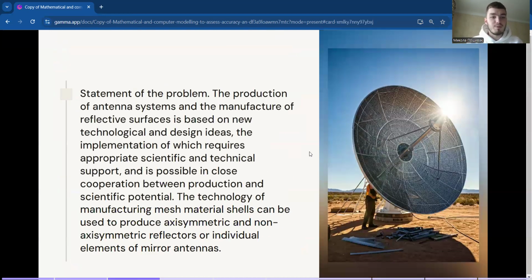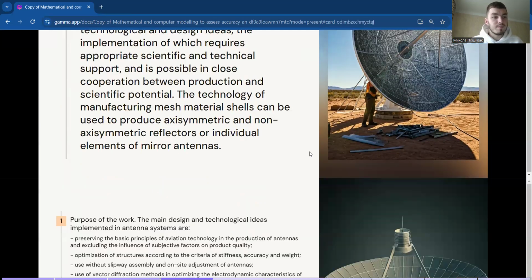Statement of the problem. The production of the antenna system and the manufacture of the reflective surface is based on new technological and design ideas, the implementation of which requires appropriate scientific and technical support and is possible in close cooperation between production and scientific potential. The technology of manufacturing mesh material shells can be used to produce axisymmetric and non-axisymmetric reflectors or individual elements of mirror antennas.